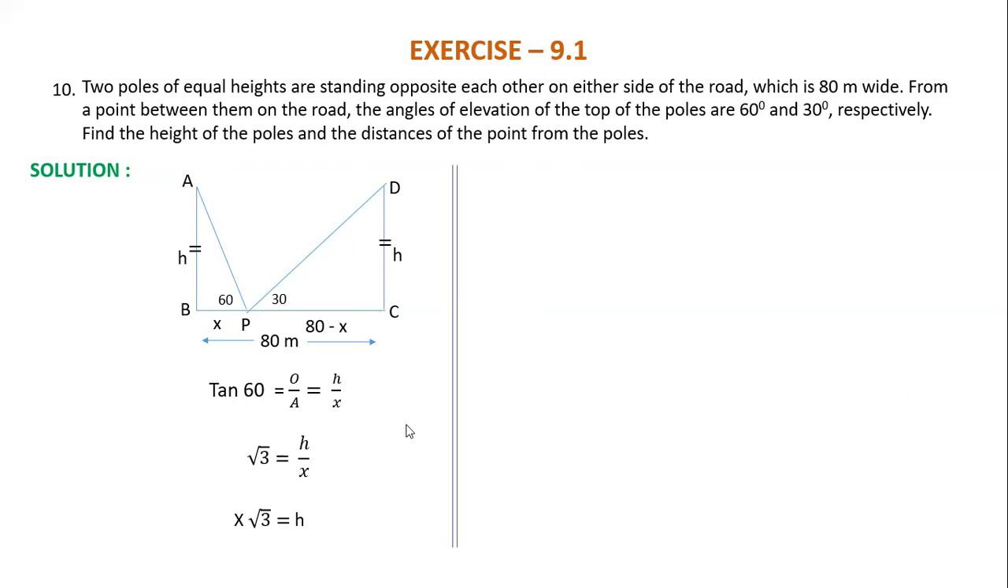Now, let's take tan 30. Tan 30 is equal to h upon 80 minus x. That is, 1 upon root 3 is equal to h upon 80 minus x. Cross multiply: 80 minus x is equal to h root 3. Now let us put h is equal to x root 3.